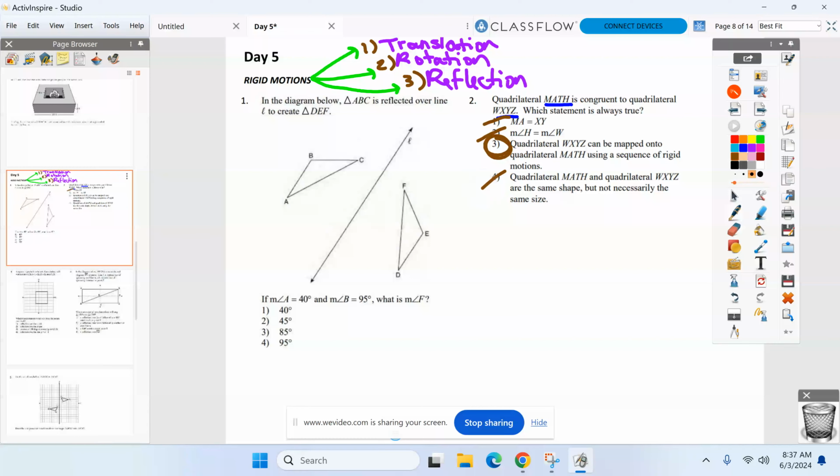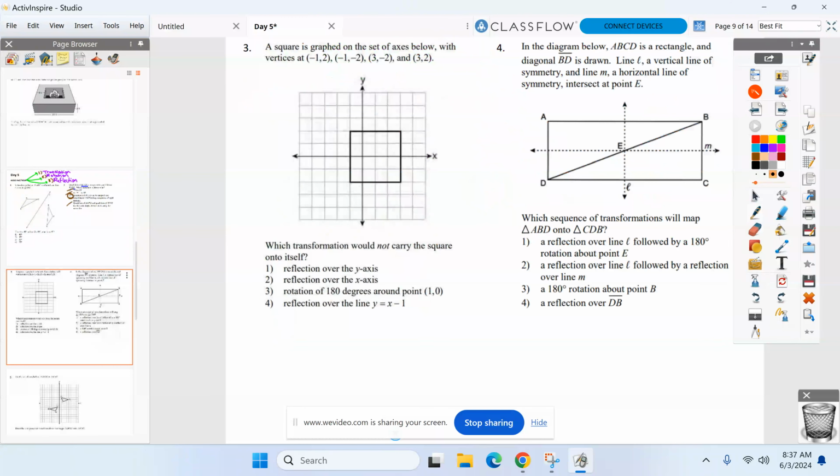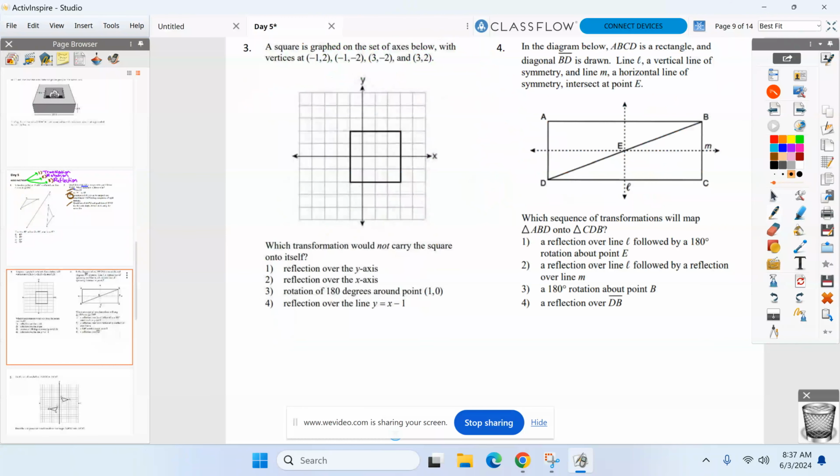All right, moving on. I'm going to do number 4 now. I got a lot going on here. Rectangle, 2 lines, L and M. Which one of these 4 choices brings ABD onto CDB?